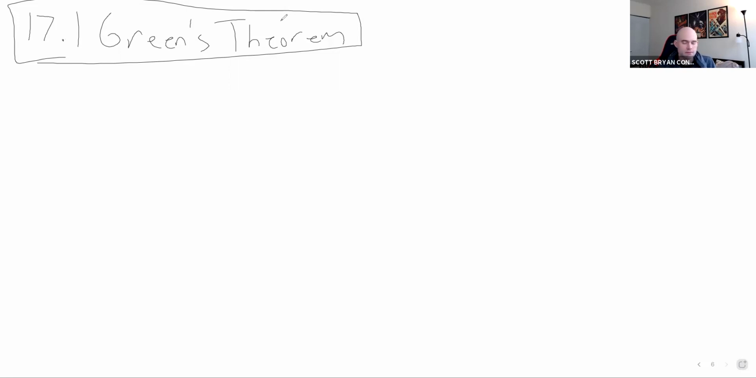Okay, all of these integration theorems, Green's theorem, Stokes' theorem, divergence theorem, are going to relate the integration over some region to an integral over the boundary of that region. And we'll talk more about that when we get to the Stokes and divergence theorem. But Green's theorem is going to be the simplest one.